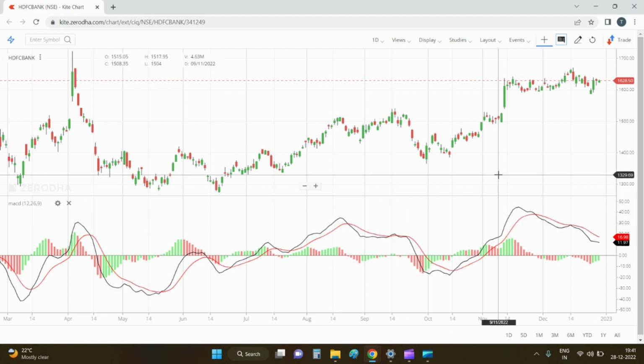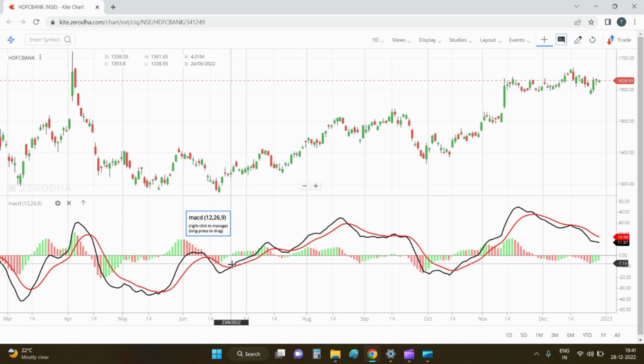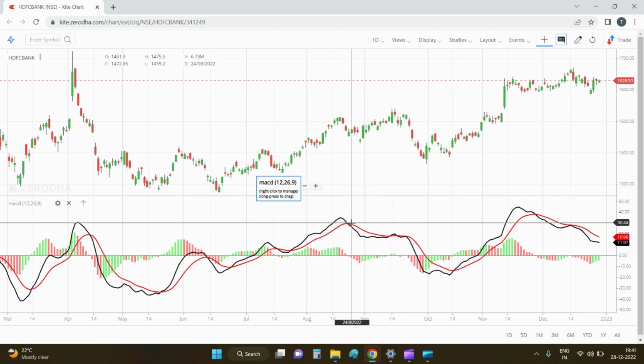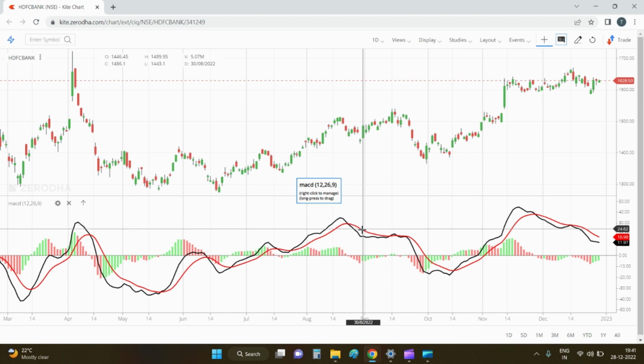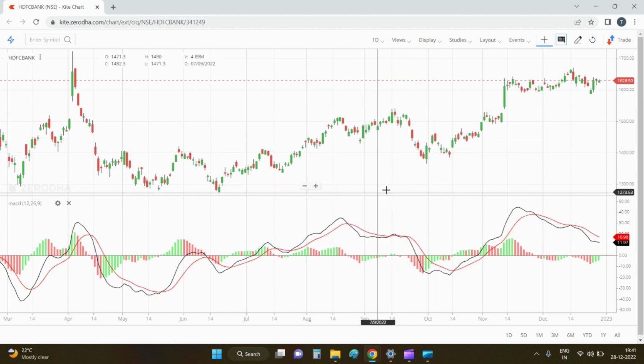So basically, traders use these crossovers. Suppose this signal line, that is the black line, crosses above this MACD line, that is the red line, there is a buying opportunity in the market, and whenever the signal line crosses below this MACD line, there is a selling opportunity. So you can see that on the chart.